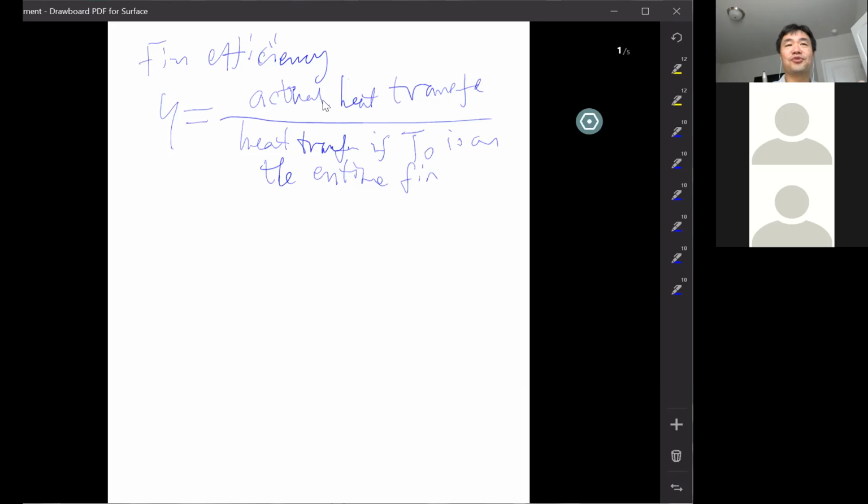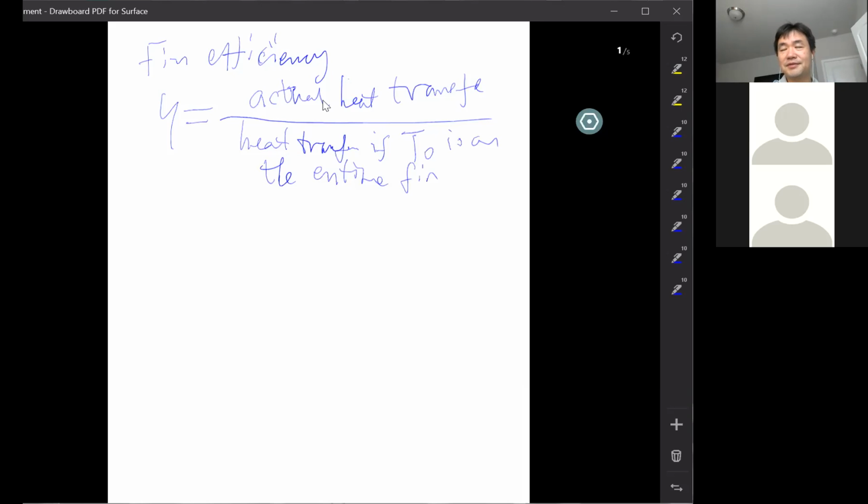Okay, so the maximum case is where the entire fin is at the base temperature. In a real case, you won't transfer that amount of heat because your fin temperature is actually lower than the base temperature. So that's how the efficiency is defined.